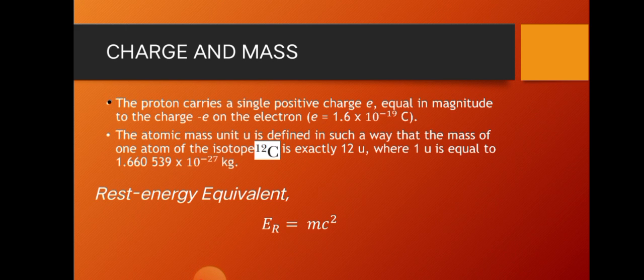In order to obtain the rest energy equivalent, we have this equation where ER is equal to mc squared, where m denotes mass and c denotes the speed of light.